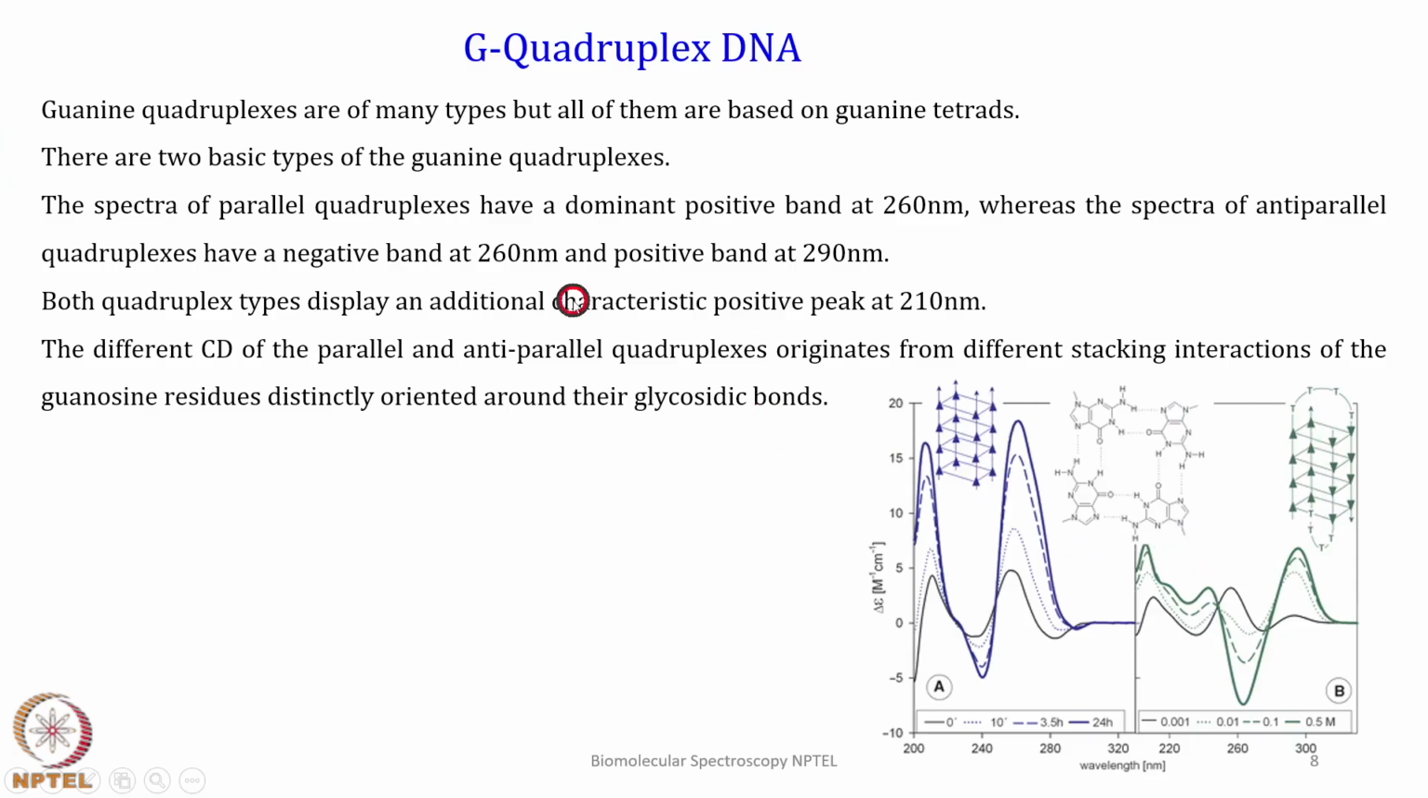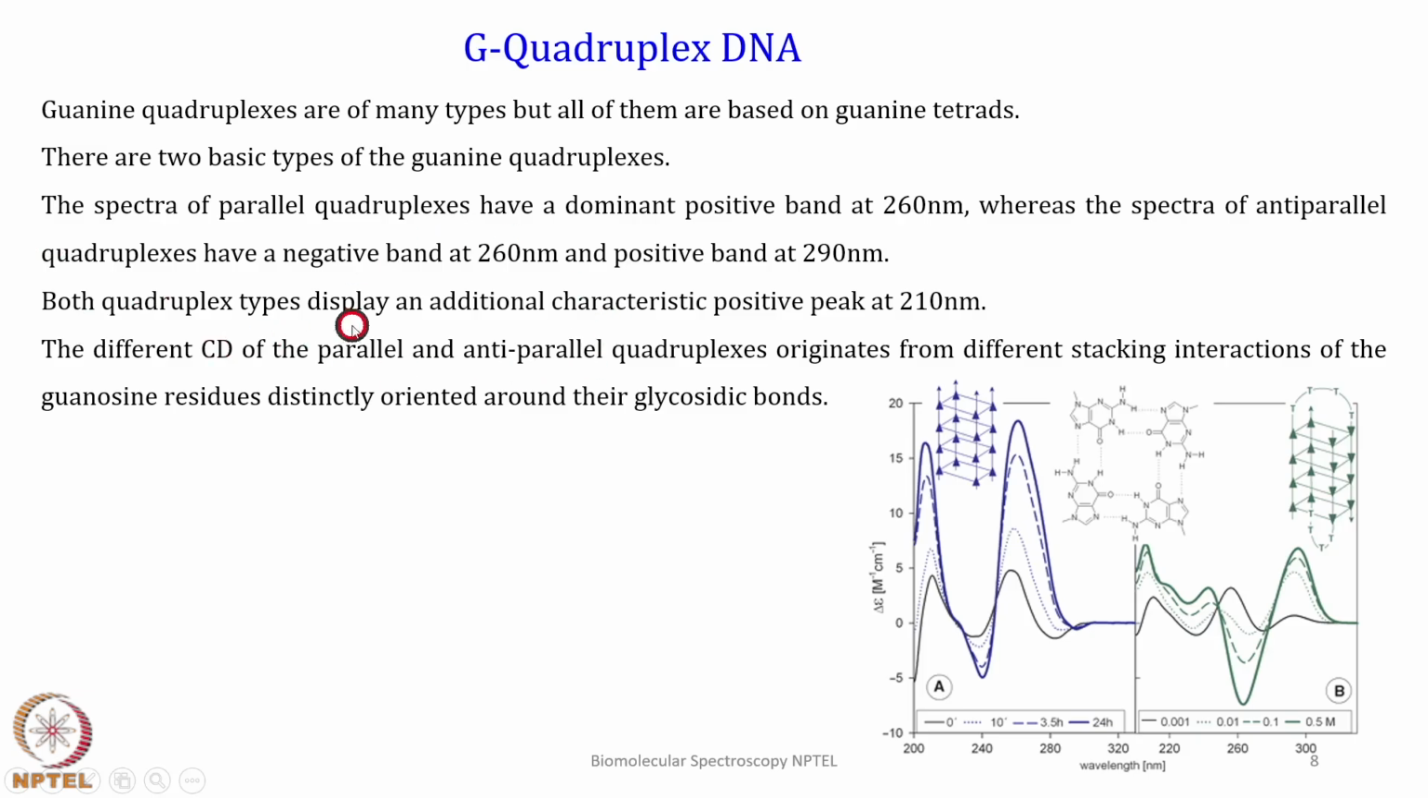So, these are the two basic types of guanine quadruplex that one can have. In the spectra, you can see a positive peak at 260 for parallel quadruplex, and anti-parallel has a negative peak at 260 here. So, whether it is parallel or anti-parallel you can find out, and also the transition that may happen, because if you change the salt or the solvent condition it can have a transition.